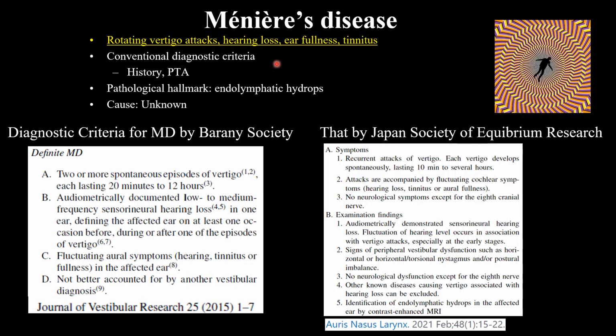The symptoms of Meniere's disease are rotating vertigo attacks, hearing loss, ear fullness, and tinnitus. Conventional diagnostic criteria utilize the patient history and pure tone audiometry. However, recent Japanese guideline include the contrast-enhanced MRI. Pathological hallmark of Meniere's disease is endolymphatic hydrops. And the cause of Meniere's disease is still unknown.